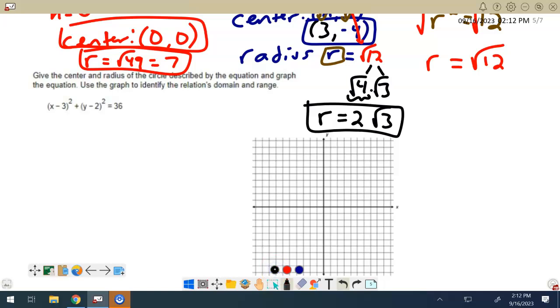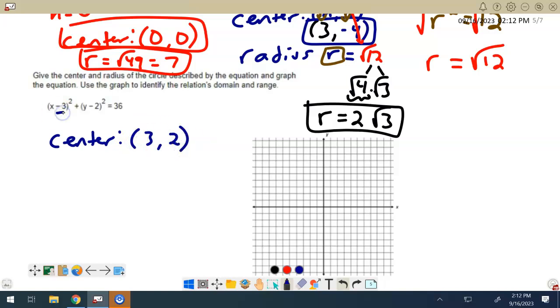Pause the video, I think this would be a good chance for you to practice this. So pause the video and determine what you think the center and the radius should look like. And then resume the video to see the answer that you should have gotten and make sure you're getting the right answer. So the center in this case, you should have gotten positive 3, positive 2.